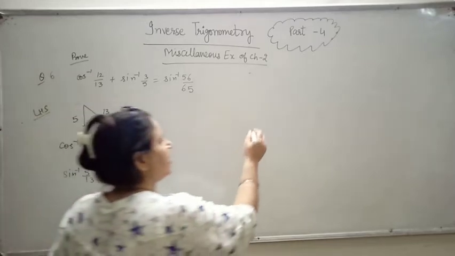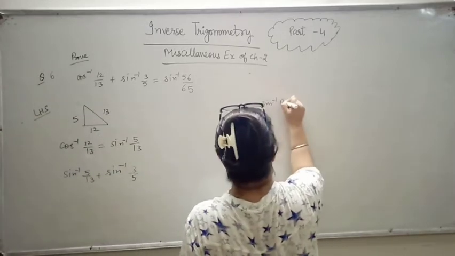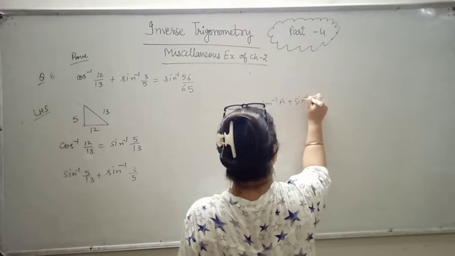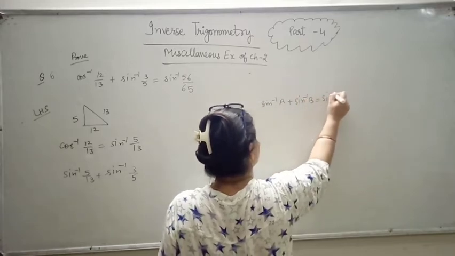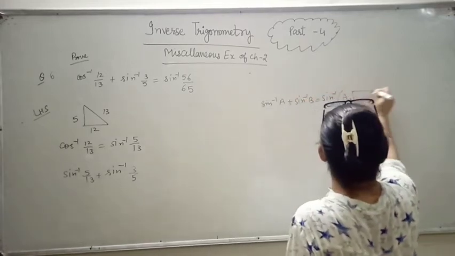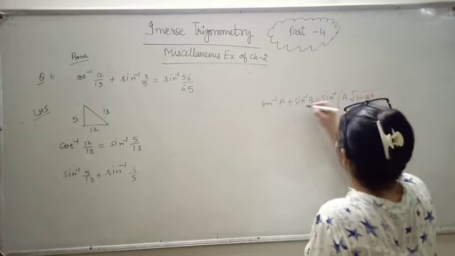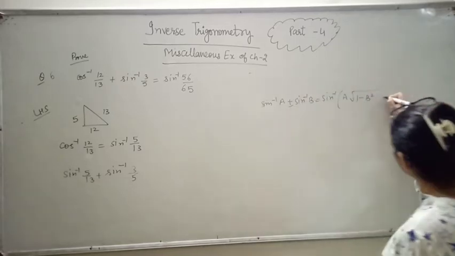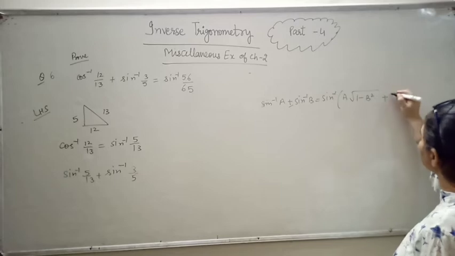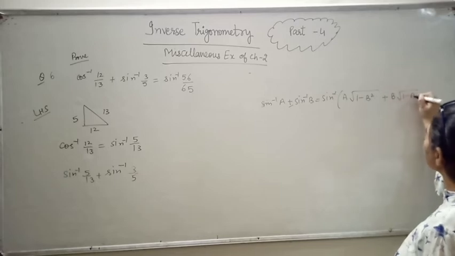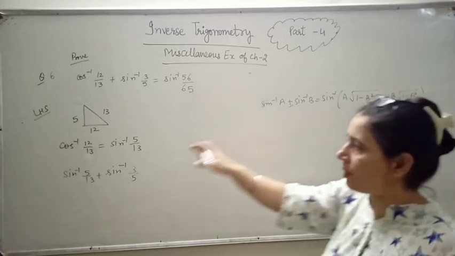Now I am going to write this formula for sin inverse A plus sin inverse B is equal to sin inverse of A into square root of 1 minus B square. When it is plus, plus would be written here, and here B, then 1 minus A square. This is the formula. I am going to apply this here.